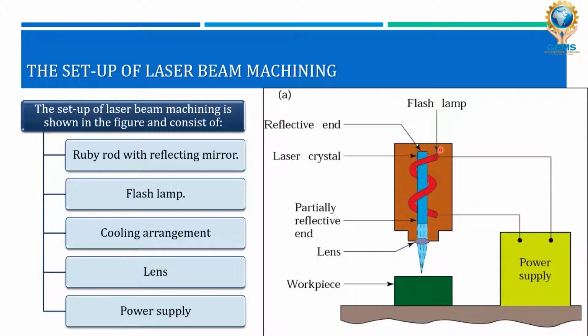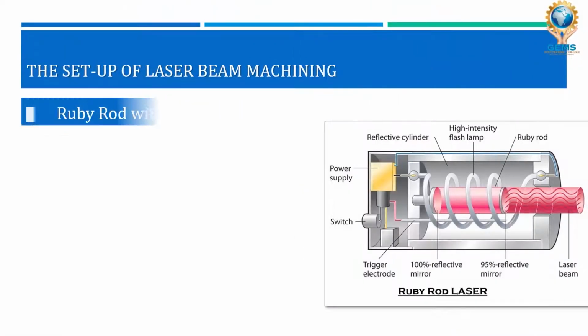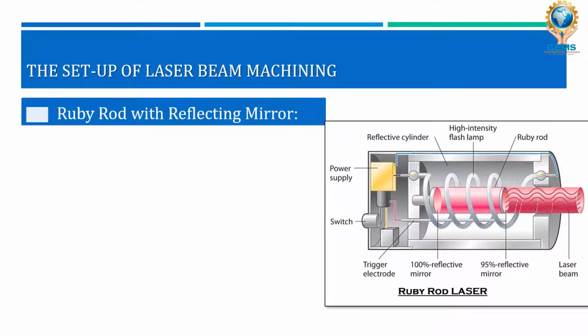The major setup consists of flash lamp, ruby rod, and the ruby rod with two reflecting mirrors, one end having the fully reflecting mirror and the other end having the partially reflecting mirror, and the lens and the power supply. Let us see one by one. Now we are going to see about the ruby rod with reflecting mirror.